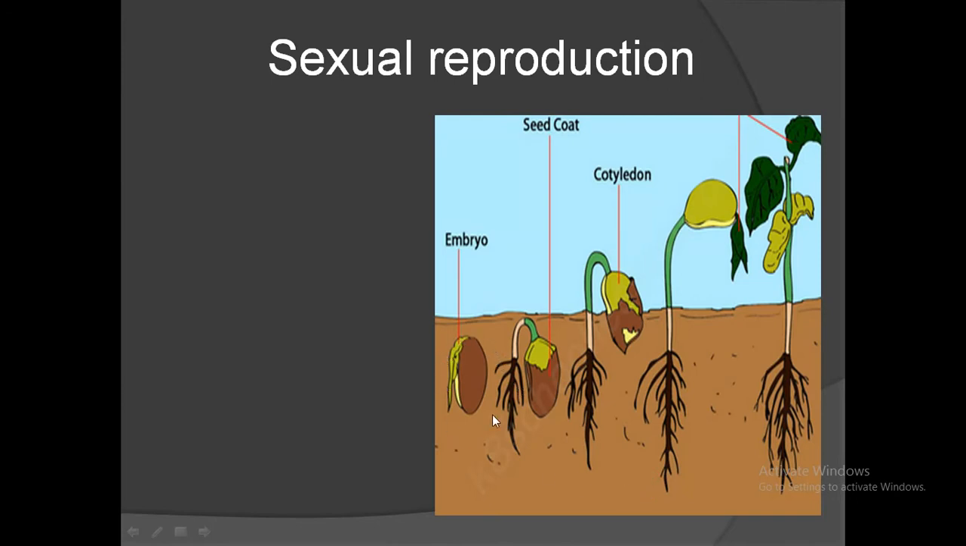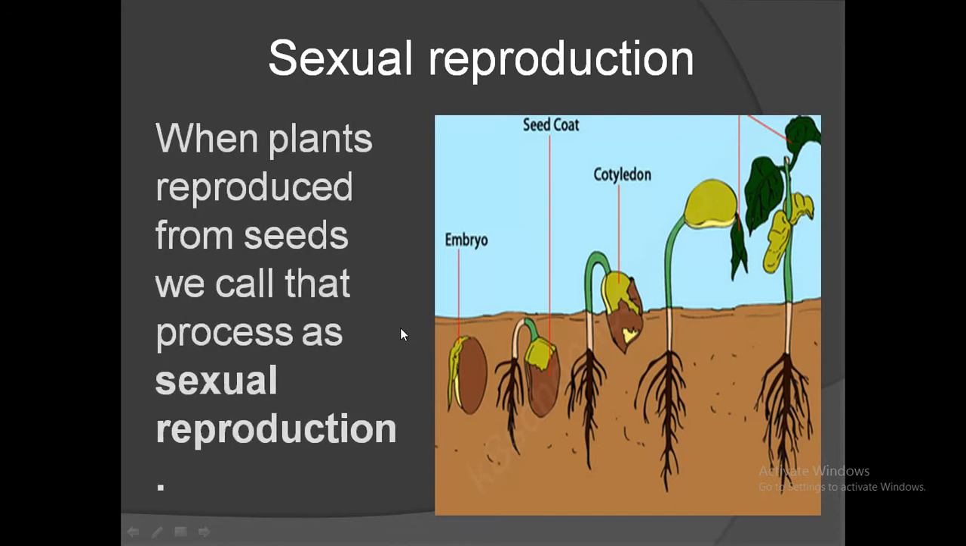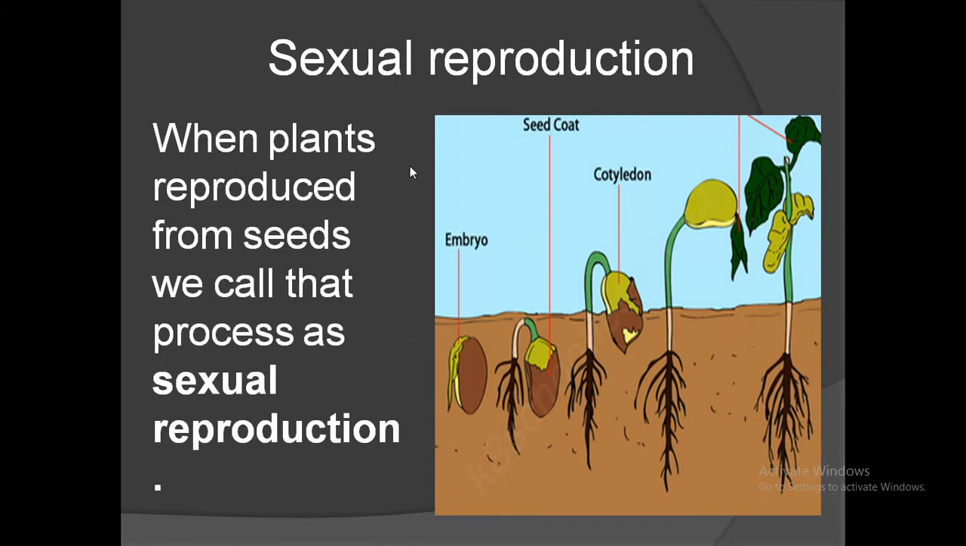This is a seed. The seed germinates and slowly grows. A new plant arises. This is called sexual reproduction. What is sexual reproduction? When plants reproduce from seeds, we call that process sexual reproduction.